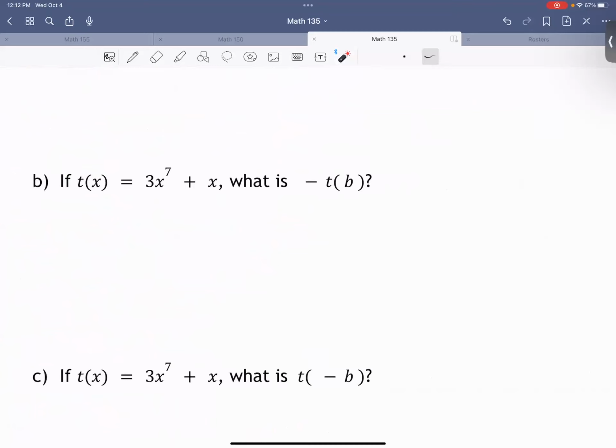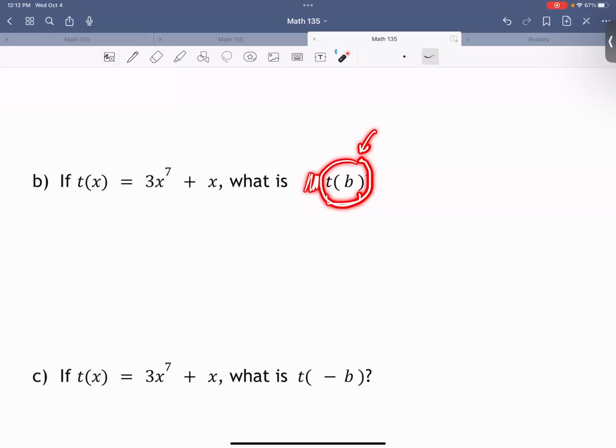Now this is actually a two-step question because first of all, we have b on the inside of the parentheses, and also we have a minus sign in there. So I'm not just plugging something in, I'm also taking the negative, okay? So let's just focus on the T of b first and forget about that negative sign. What is T of b telling me to do? Plug in b for x.